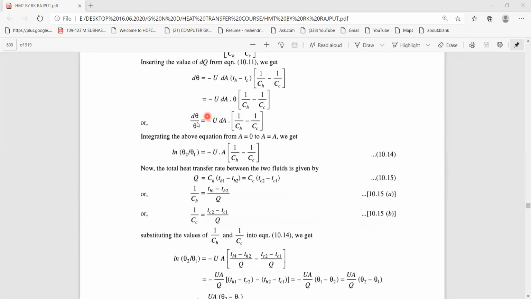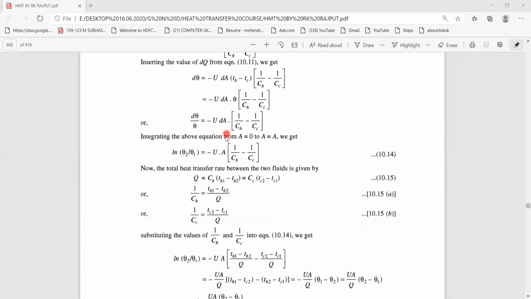Let's do the cross multiplication. d theta divided by theta equals minus U times dA into (1 by Ch minus 1 by Cc). Now let's do the integration. Let's integrate this equation. The integration on the left is from theta 1 to theta 2, and on the right the integration is from 0 to A.